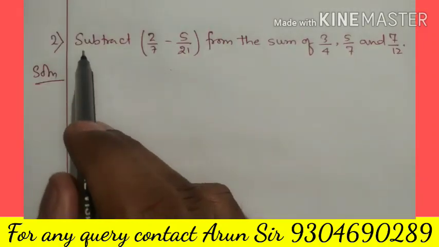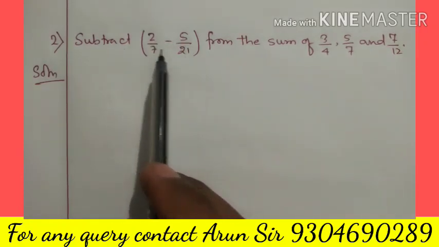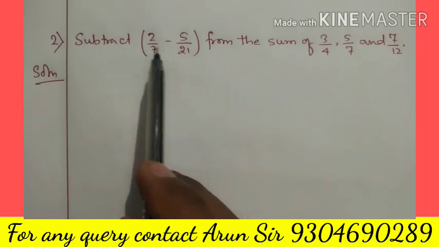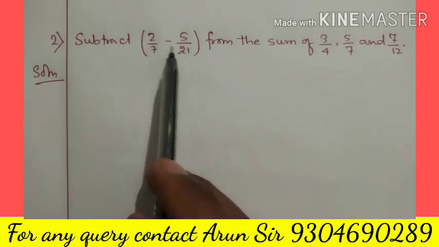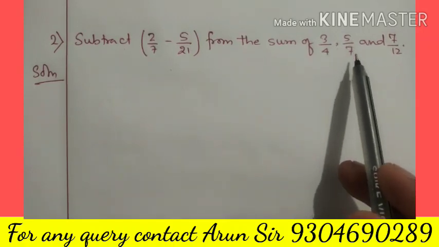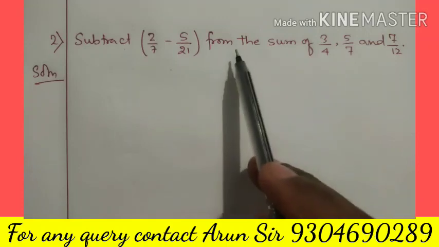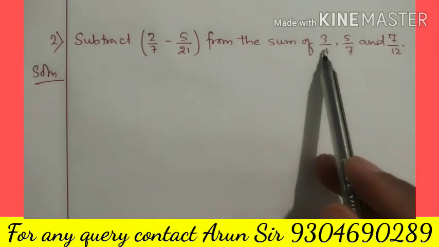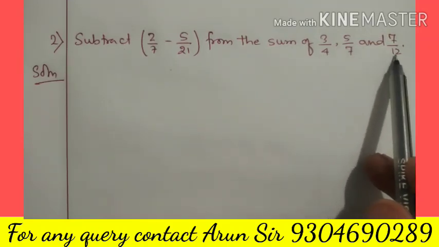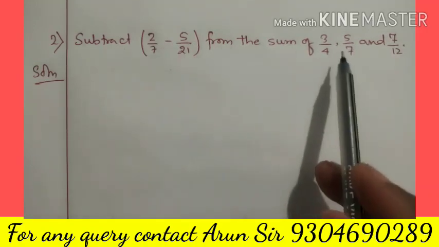Our next question, number 2, is saying subtract 2 by 7 minus 5 by 21. The value which is given inside the bracket, we have to subtract this value from the sum of 3 by 4, 5 by 7 and 7 by 12. Let us understand it first. From the sum of, it means we have to add these three, and the value which we get after adding these three, we have to subtract this value from it.